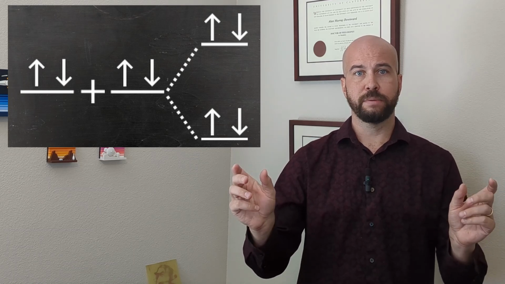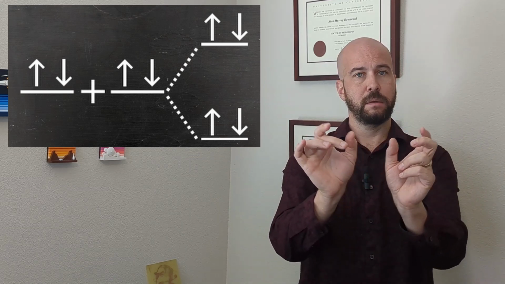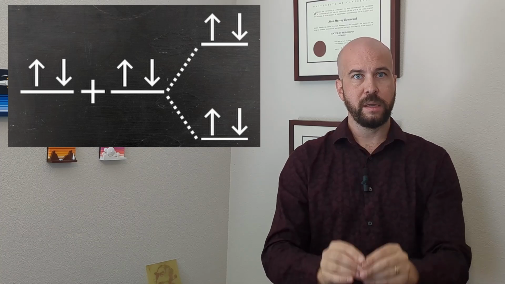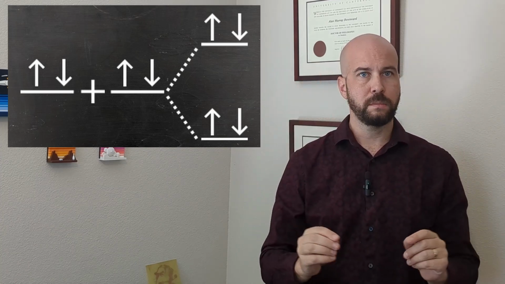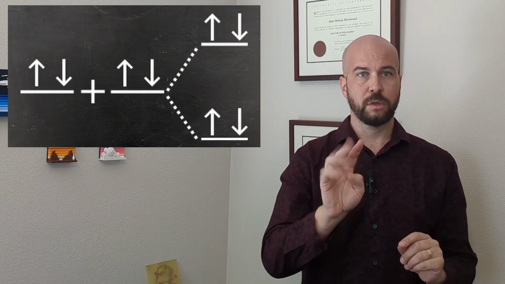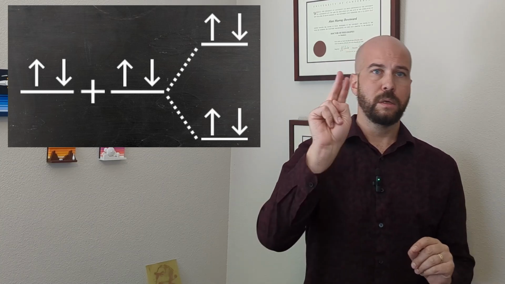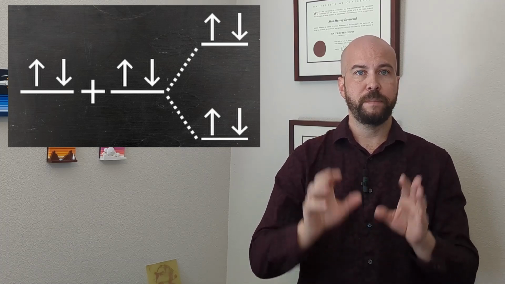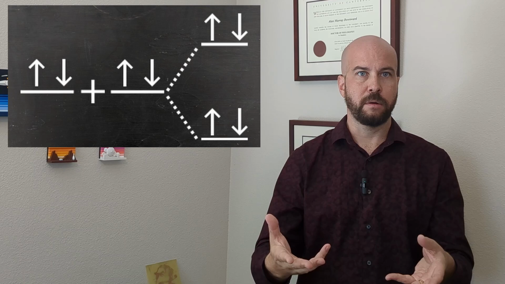If all we did was bring 2 s orbitals together, we would get a bonding and an anti-bonding orbital. And we'd have 4 electrons. 2 would go into the bonding, 2 would go into the anti-bonding, and overall there would be a bond order of 0. There would be no reason for these 2 atoms to bond.